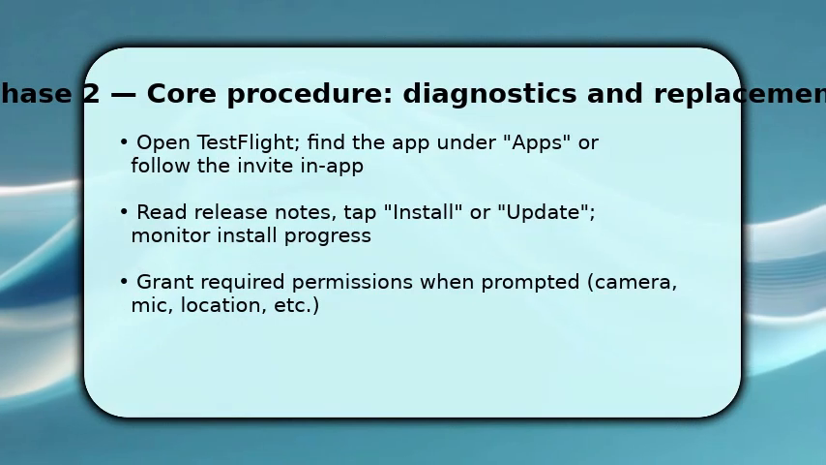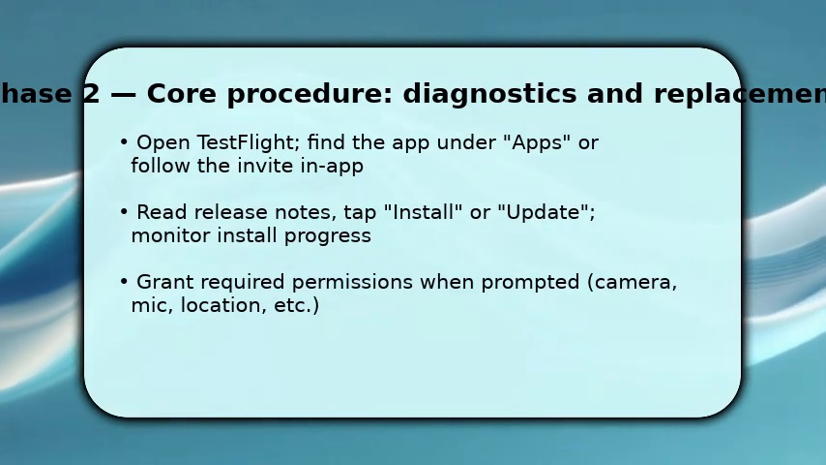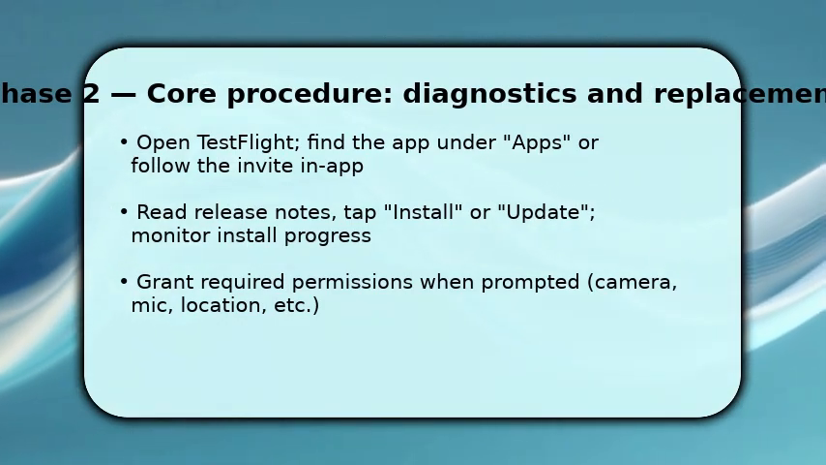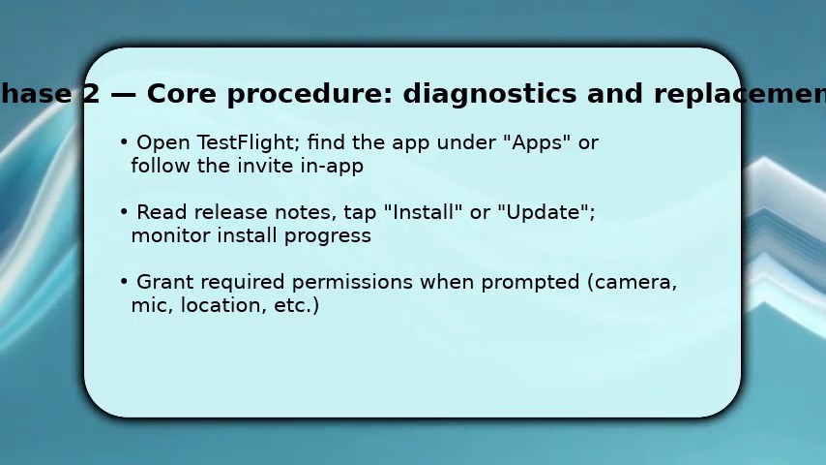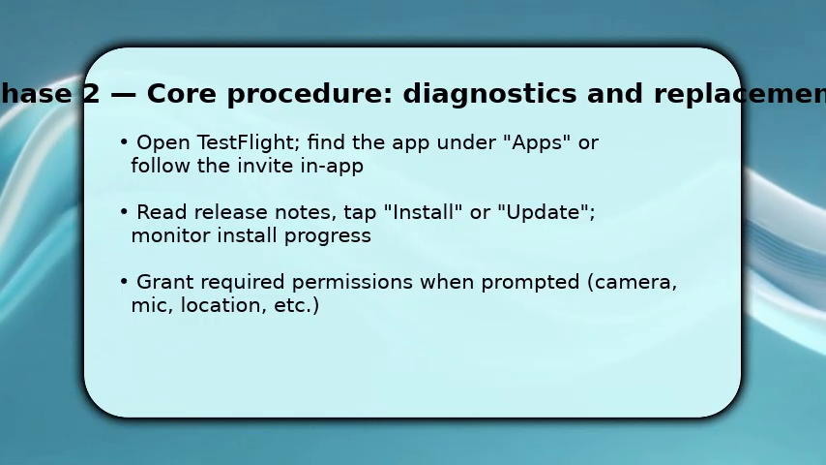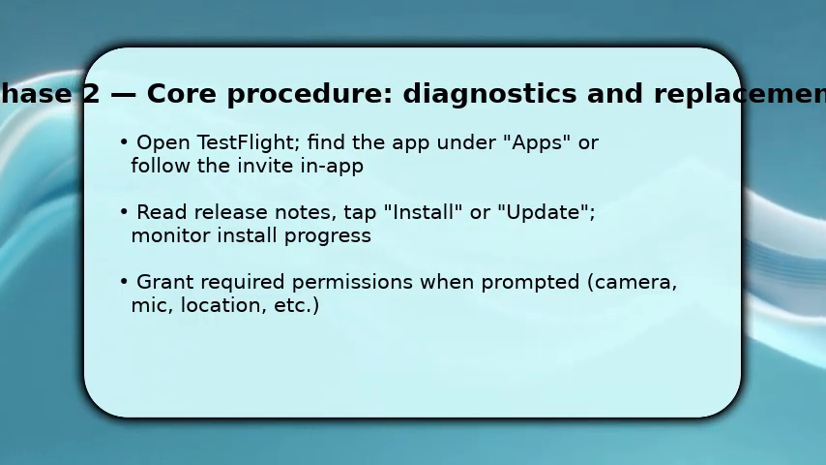You now accept and install the beta build inside TestFlight. Open the app and locate the invited app on the app screen or tap the invite link again. Read the release notes to understand changes and known issues, then tap Install or Update to begin.